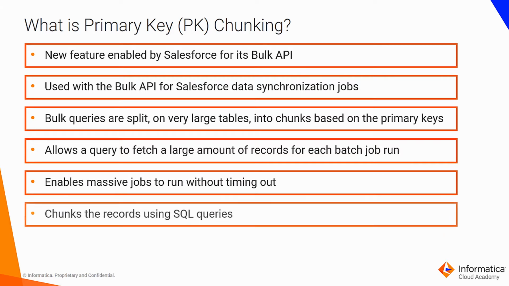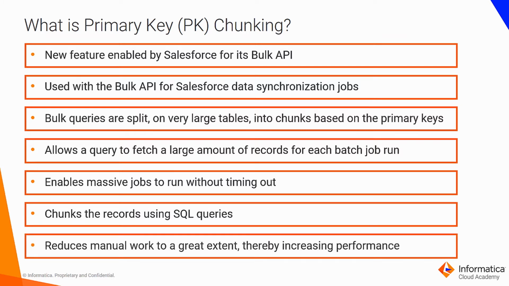The chunking of records is done with the help of SOQL queries. PK chunking provides improved performance as there is very little manual intervention. You simply enter a few parameters on your bulk API job, and the platform automatically splits the query into separate chunks. It also executes a query for each chunk and returns the data.